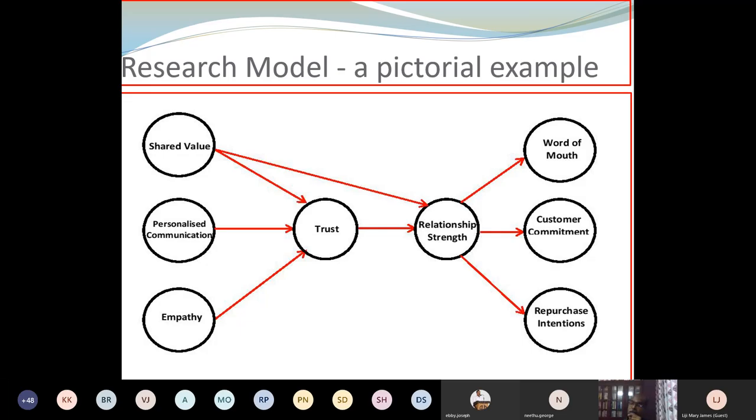The intention regarding repurchase of similar, related or unrelated products from the same service provider or from the same vendor is technically known as repurchase behavior. Suppose you decide to go to the same bank for the car loan, there is a positive repurchase intention towards your bank.